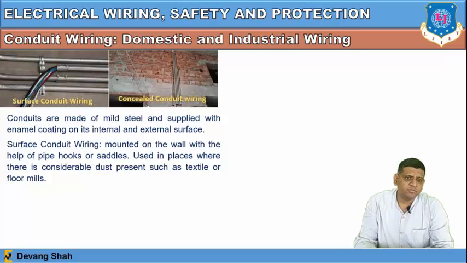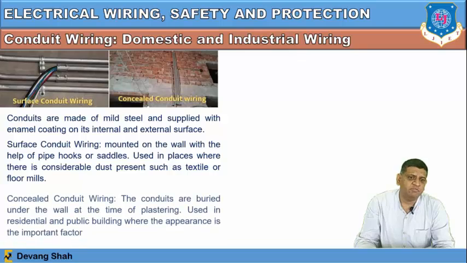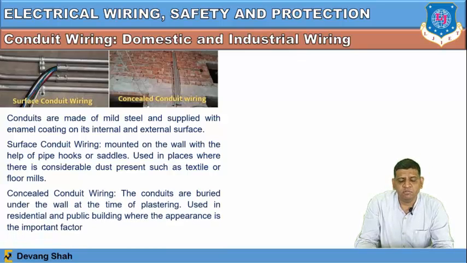So if we talk about surface conduit wiring, it is mounted on a wall with the help of pipe hooks or saddles, as you can see in this image of a surface conduit wiring, and used in places where there is considerable dust present such as textile or flour mills. In the same way for concealed conduit wiring, we can see at our homes, all the buildings nowadays use this kind of concealed conduit wiring.